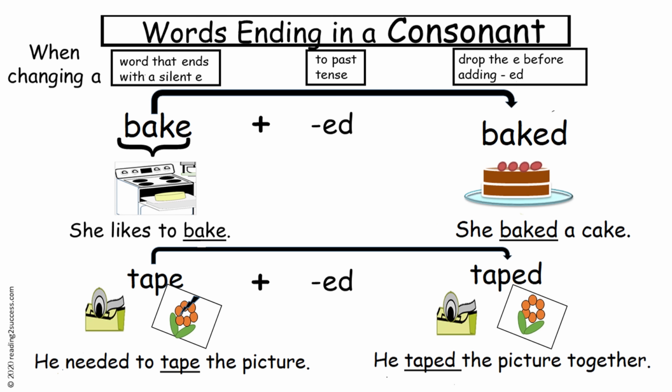Our second example is the word tape, and then we add ed after we dropped the E that was in tape, and then we have taped, T-A-P-E-D, and our examples are, he needed to tape the picture, and he taped the picture together.